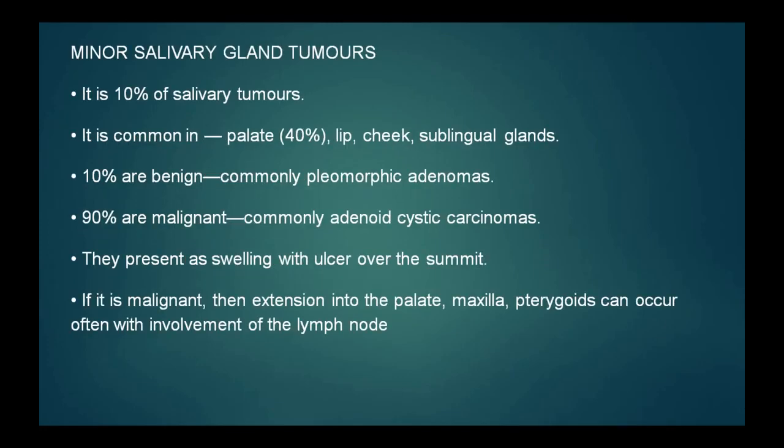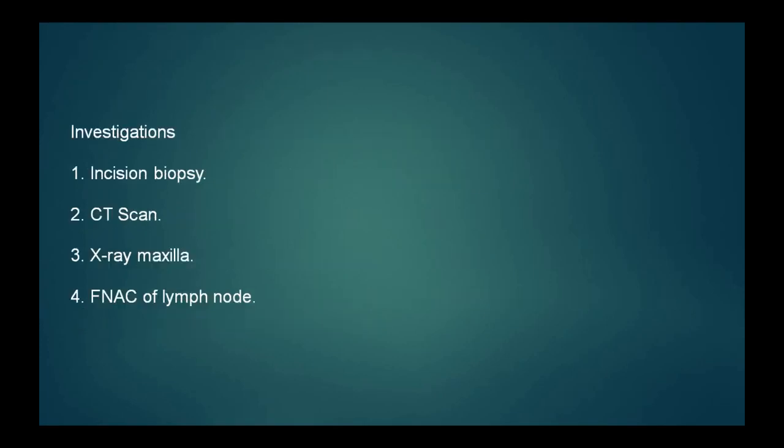Now coming to minor salivary gland tumors. They are 10% of salivary gland tumors, and of these, 10% are benign and 90% are malignant. It is more common in palate, lip, cheek and sublingual glands. 10% are benign, commonly pleomorphic adenomas. 90% are malignant, commonly adenoid cystic carcinomas. They present as swelling with an ulcer over the summit. If malignant, extension to the palate, maxilla and pterygoids can occur, often with involvement of the lymph nodes.